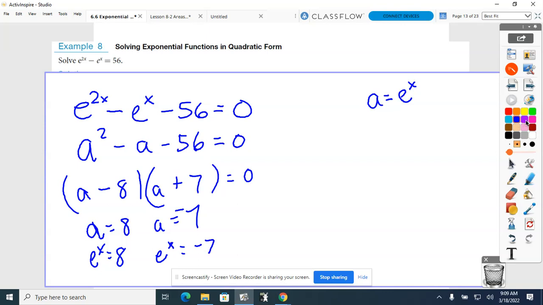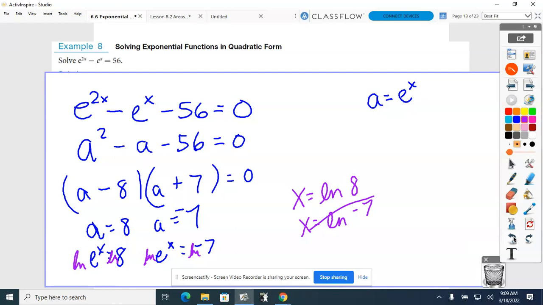So what does x equal? So x equals ln of 8, or x equals ln of negative 7, but it can't because that's a negative. That was a lot of steps. So you can kind of skip the middle step if you see that this and this, you could just right here write e to the x and e to the x. But it's up to you.